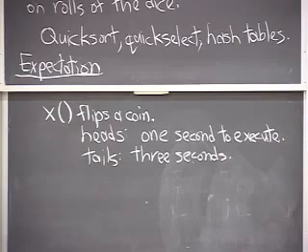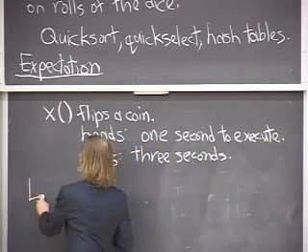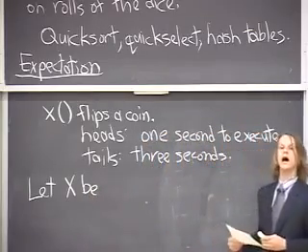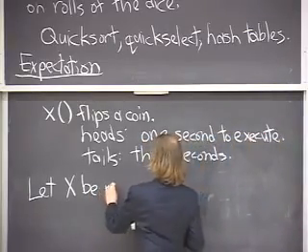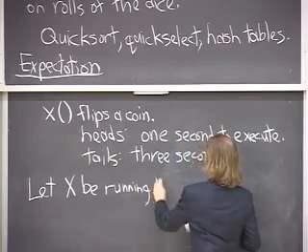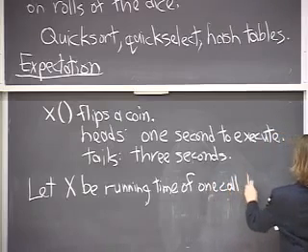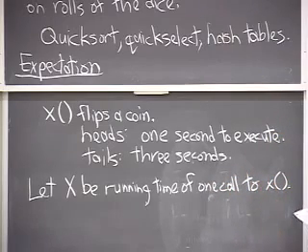The way that we formalize this is that we have something called a random variable. We're going to call it capital X. X is the running time of one call to x. Well, what is X? Big X is sometimes 1 and sometimes 3, so it's not really a number. It's sometimes one number and sometimes a different number. And that's what I mean when I say it's a random variable.